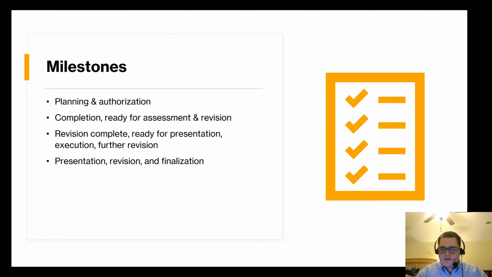So the next milestone is revision complete, ready for presentation, execution, and further revision. And if you note there, I also have further revision. So again, that reiterates that it's a constant process.